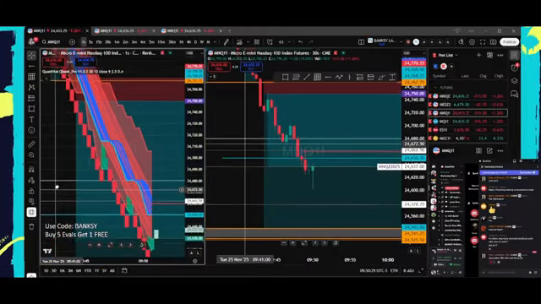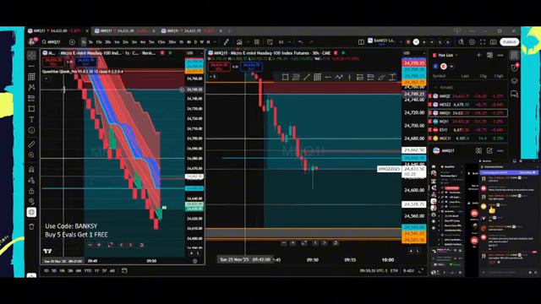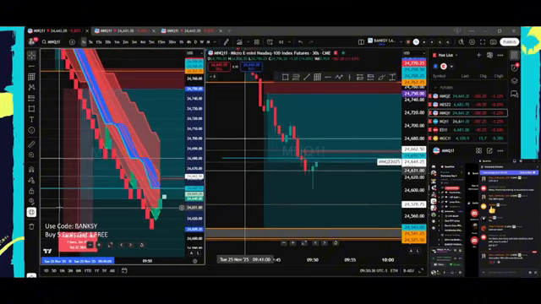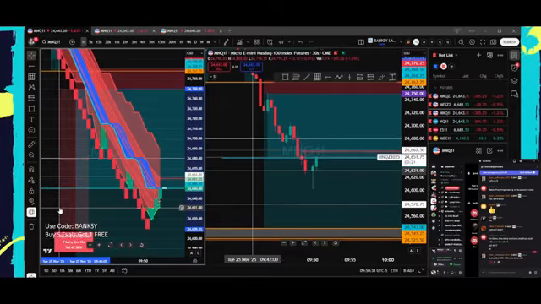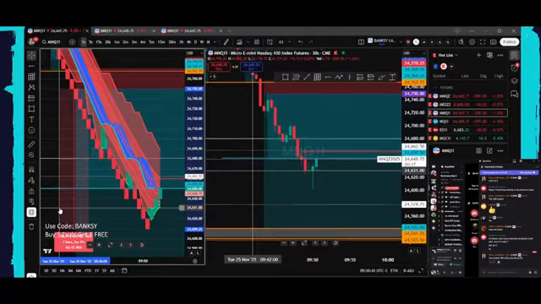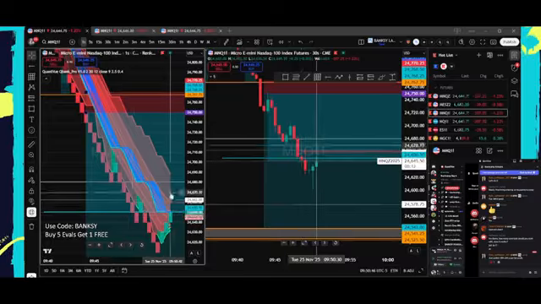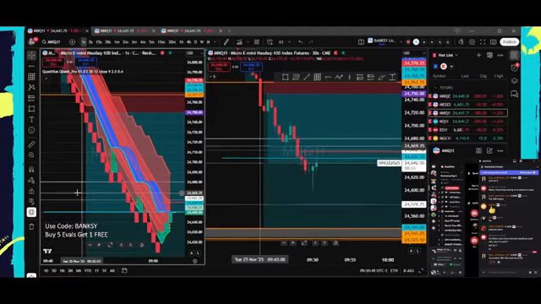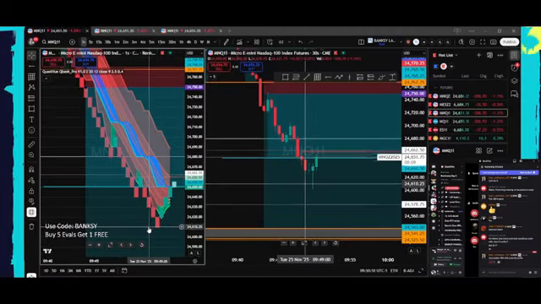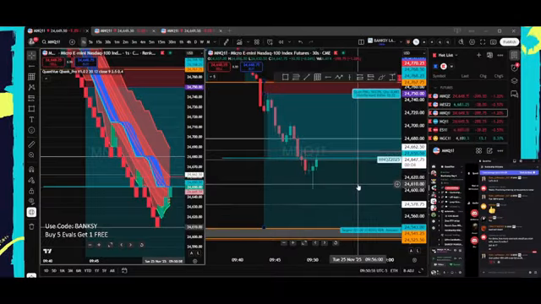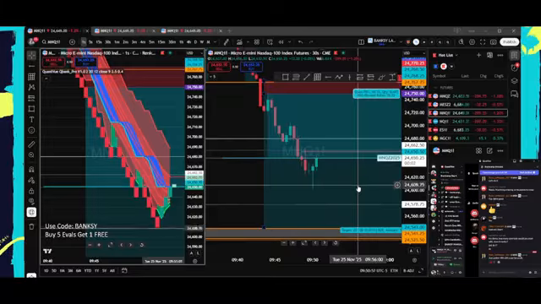And again, at this point, you're up 120 points with a 140 point run up. That's a challenge pass right there. You're passing a 50K challenge in one trade with that one contract. Because this 140 points is 280, $2,800 on one contract. And we went past that.